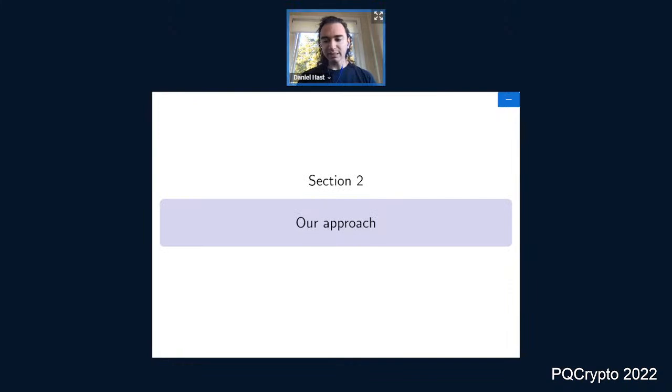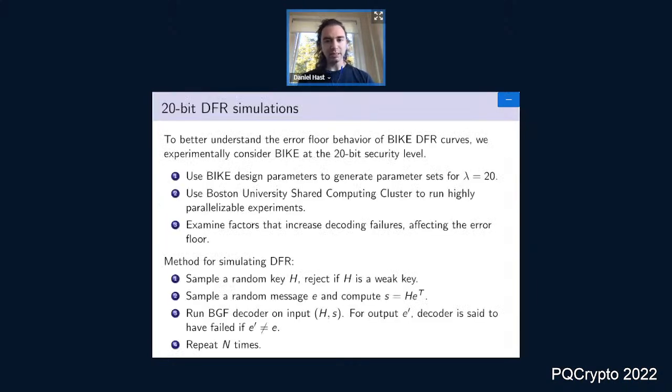And now let me say a few words about our approach to this. To better understand this error floor behavior, we run some computational experiments and simulations at the 20-bit security level. Because if you go all the way up to 128-bit security, the cryptographically relevant range, it's infeasible to find any decoding failures.